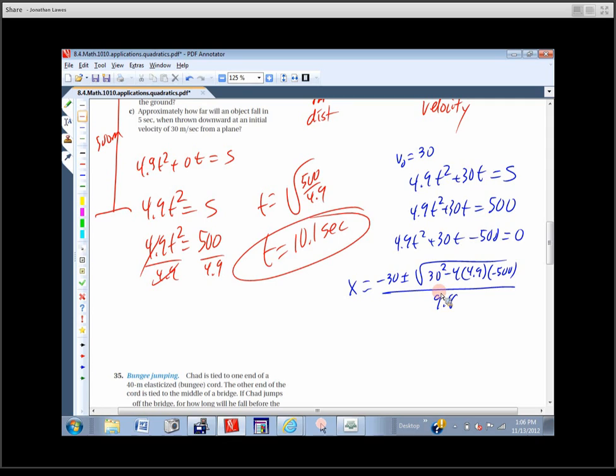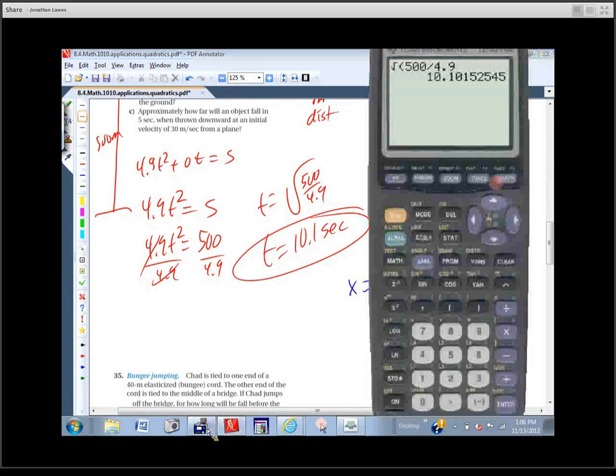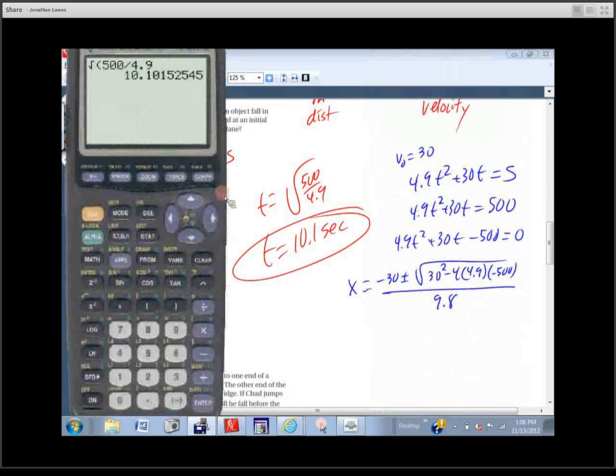Good? So the only part that you could screw this up now is if you plug it into your calculator wrong. So let's make sure we type it in correctly. Now, you'll notice the top has several terms. Let's go ahead and start off by putting that in parentheses, because if we put parentheses, it'll take the entire top and then divide it by the bottom. So this is going to be negative 30. Then I'm going to do the plus first.